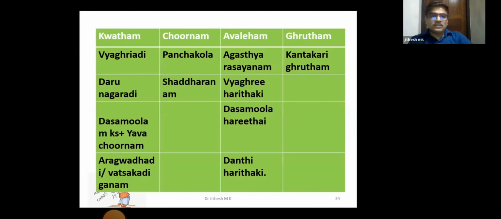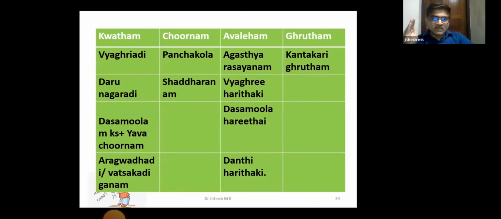Here, we can use the main ingredient yogas like Vyaghriyadi Kashaya. There is one Kashaya called Daru Nagaradi Kashaya, which is not available in the market, but still it is explained in Sahasra Yoga Jwara Chikitsa. The indication is Mrityukalpam Jwaram Jayet. So, it's more Ruksha, Tikshna, and Ushna.